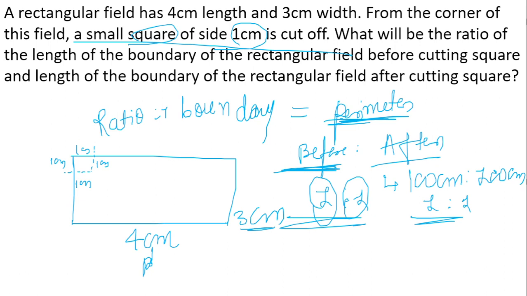Why we are getting the same perimeter? Because the cutting part is a square part and we know that the side of the squares are equal. If this is 1 centimeter, this is also going to remain the 1 centimeter. This is 1 centimeter, then this is also going to remain the 1 centimeter. Even if we are cutting it, the perimeter is going to remain the same. This is going to remain 1 centimeter and 1 centimeter, so this is not going to change. So the ratio will be 1:1. Got it? So I hope you have got the question.